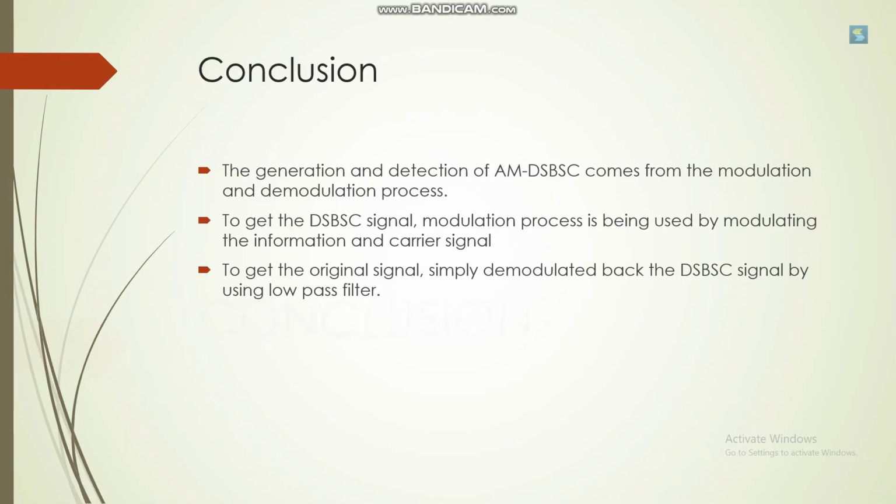In conclusion, we have known that the generation and detection of AM-DSBSC comes from the modulation and demodulation process. To get the DSBSC signal, the carrier and information signal must go through a modulation process, and to get the original signal back, simply demodulate the DSBSC signal by using a low pass filter.